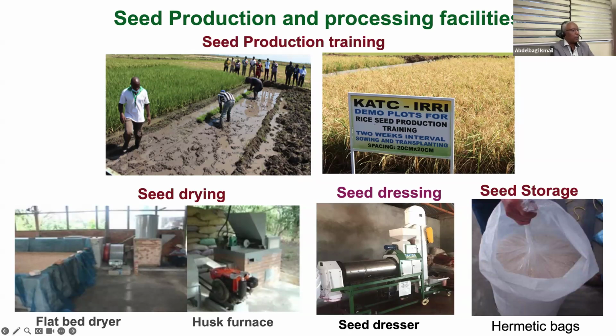I'm just showing here one, a flat bed dryer. Now it has started deploying in a few countries in Africa. Seed dressing is really a bottleneck because most of the seed producers do it manually, where they need about 9 to 10 people to do 1 ton per day. Just a small machine like this can help them do 40 tons using one person only. And also storage of the seeds is extremely important.